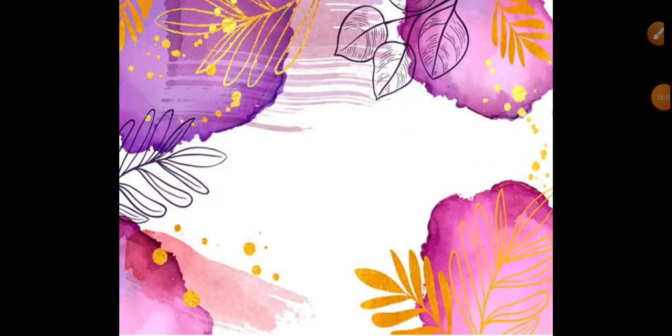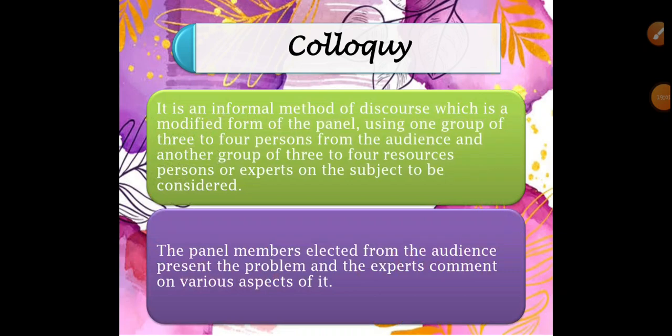Next is colloquy. It is an informal method of discourse which is a modified form of the panel, using one group of 3 to 4 persons from the audience and another group of 3 to 4 resource persons or experts on the subject to be considered. The panel members elected from the audience present the problem and the experts comment on various aspects of it. In the colloquy method, the general audience and panel members participate whenever they so decide under the guidance of a moderator.